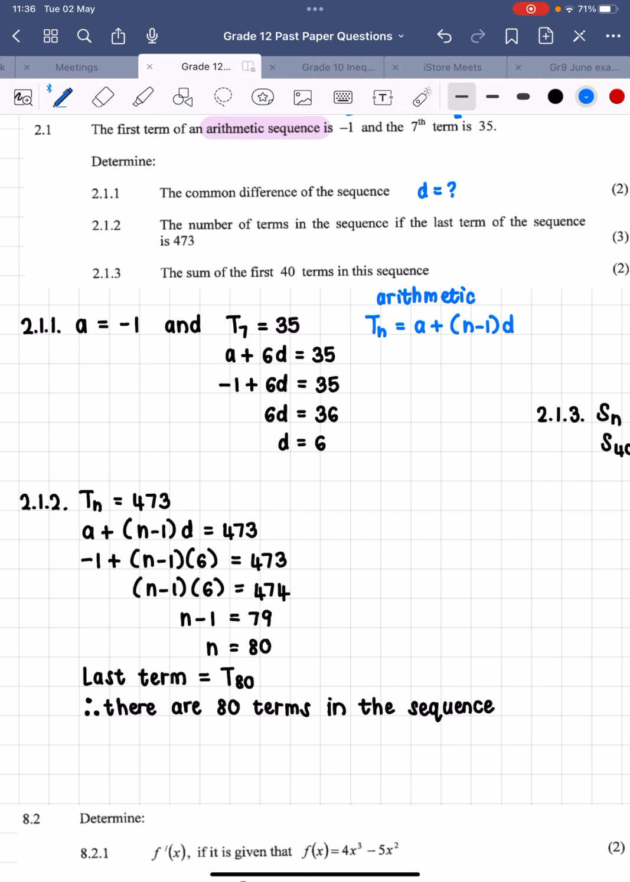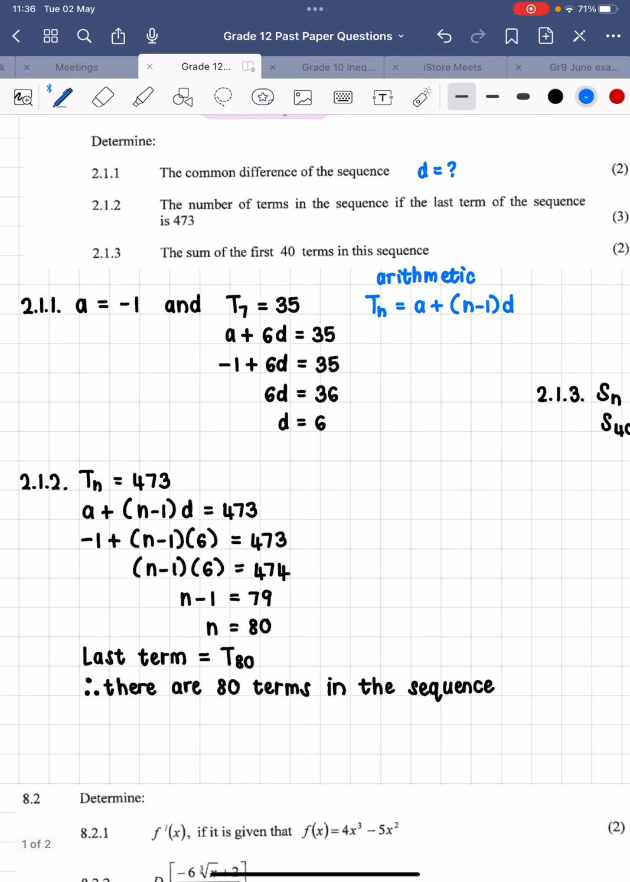Okay, so arithmetic means that we are using the A plus N minus 1 D formula. I remember in the test that you guys wrote, that was the main issue, is that you didn't use the correct formulas for the different types of number patterns. Grade 12, if you use the wrong formula, you get 0 straight away. So it's very, very important.